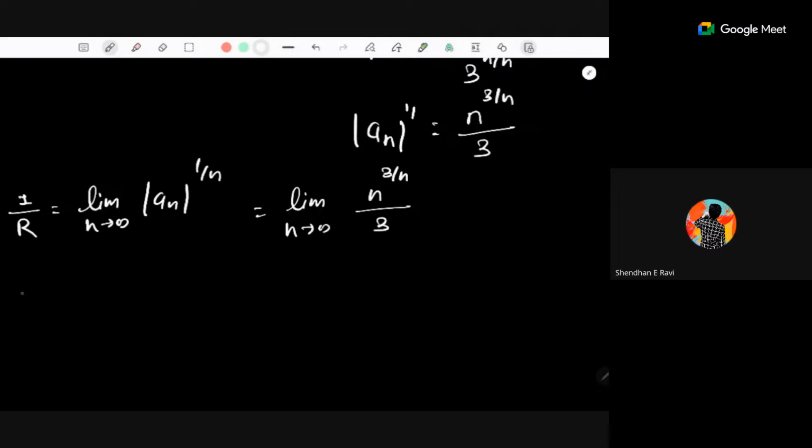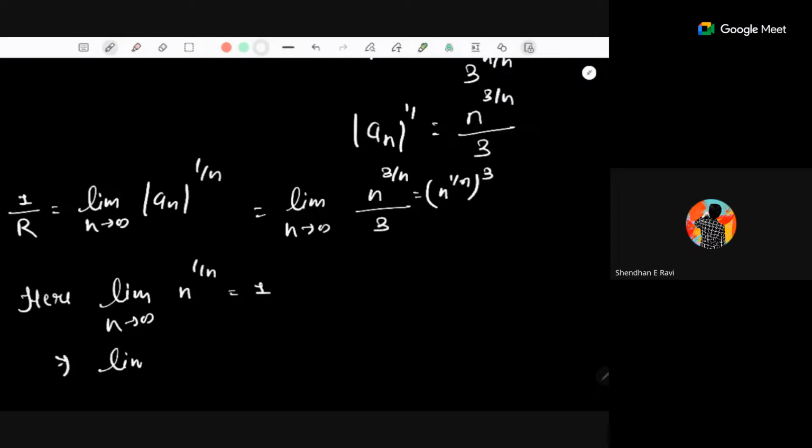Okay, so here I have given that the limit as n goes to infinity of n to the power 1 by n is actually nothing but 1. But we need n to the power 3 by n. What is this? This is nothing but n to the power 1 by n, the whole cube, you can say. Right? And the cube function respects the limit. So that means if this limit is 1, we can say that the limit as n goes to infinity of n to the power 3 by n is also 1 to the power 3, which is nothing but 1 only.